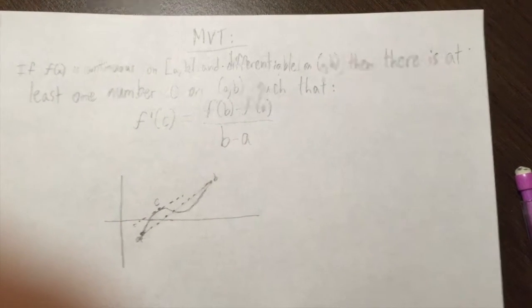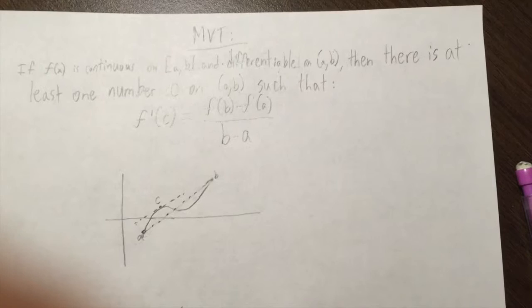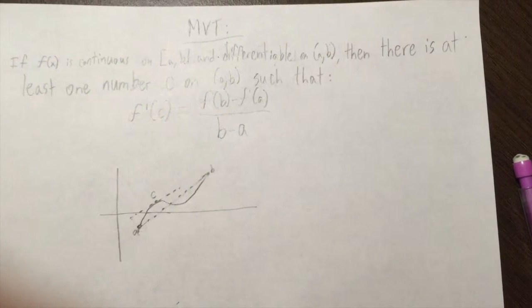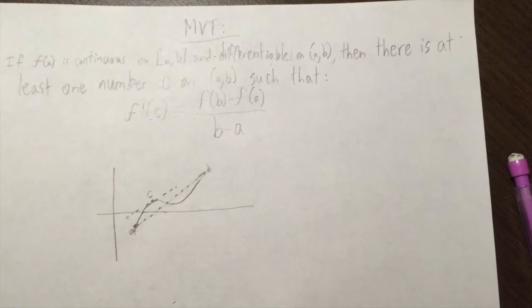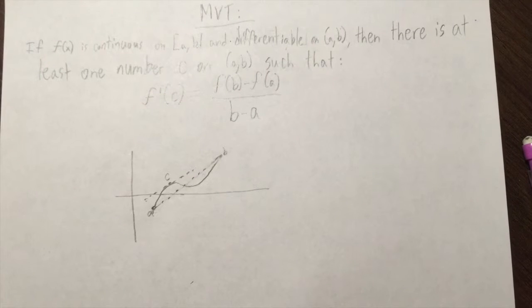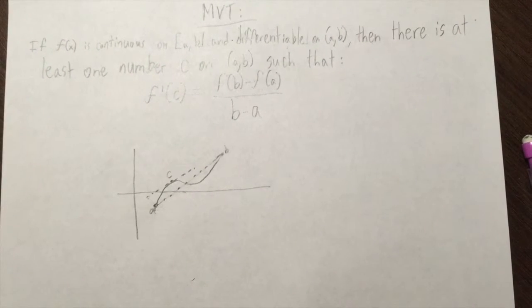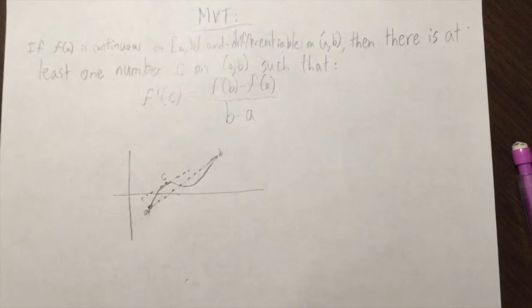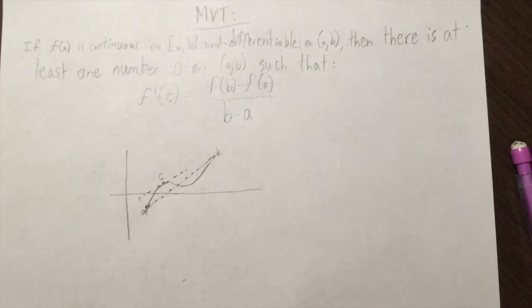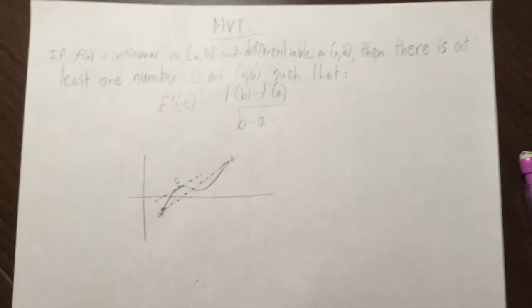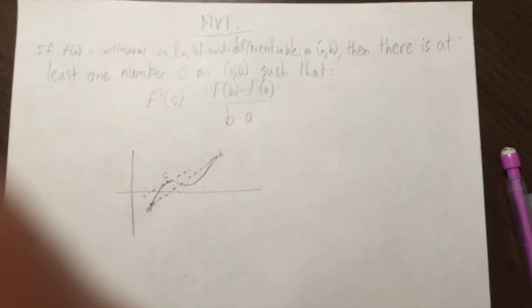Alright, so today we'll be discussing the MVT. And the MVT states that if f of x is continuous on the interval a to b and is differentiable on the interval a to b, then there's at least one number c on that interval a to b, so that f prime of c is equal to f of b minus f of a over b minus a. And then there's a graph right here that demonstrates that.